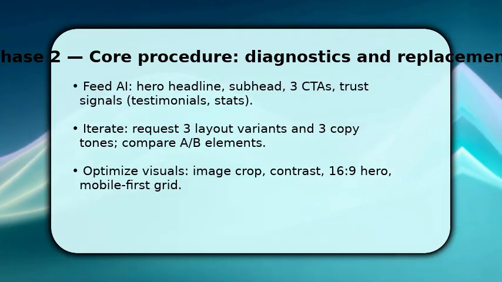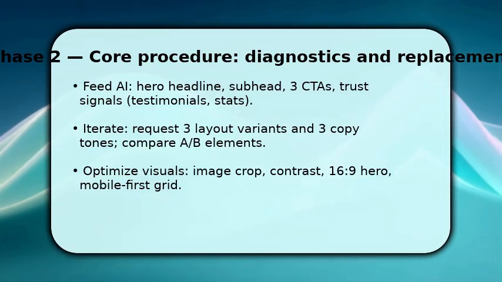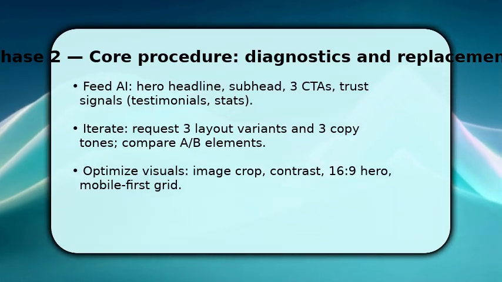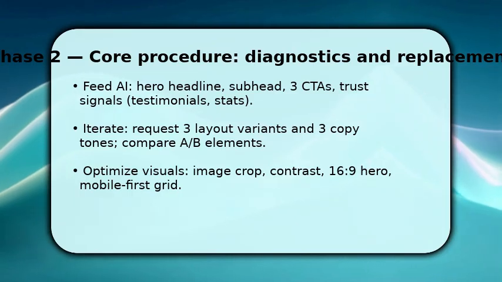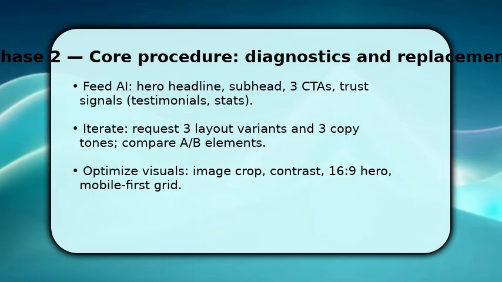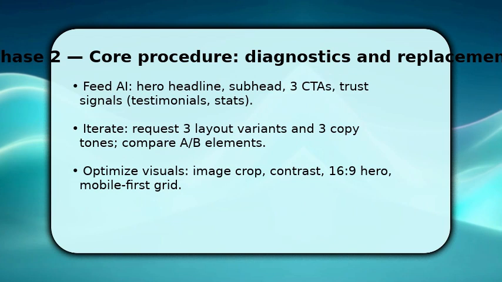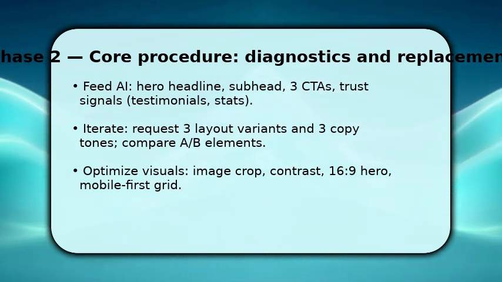Then refine. Give feedback on spacing, button text, and trust signals like testimonials and stats. Make sure images are cropped to a 16:9 hero and optimized for mobile first. Use AI to generate microcopy for forms and error states. Finally, lock down responsive rules and export assets so designers or builders can implement pixel-accurate layouts.